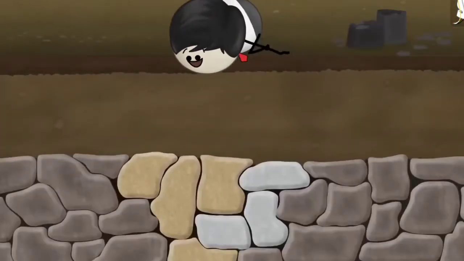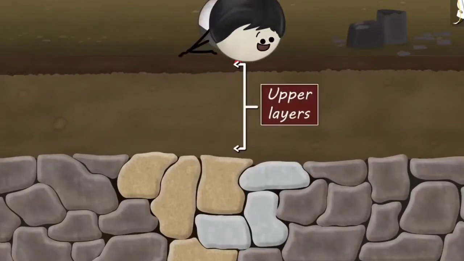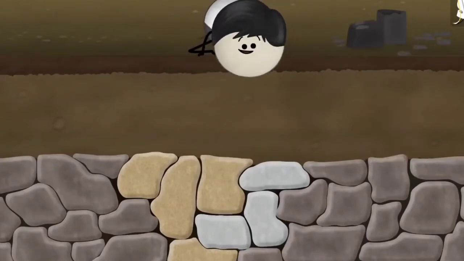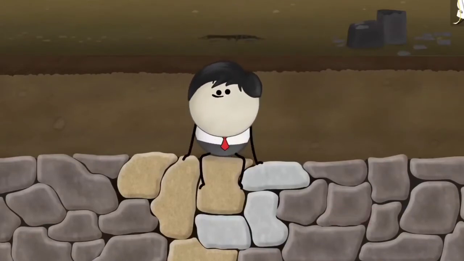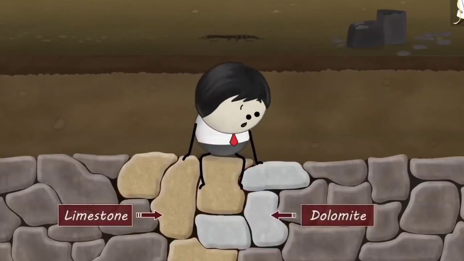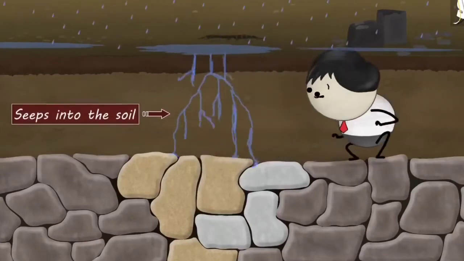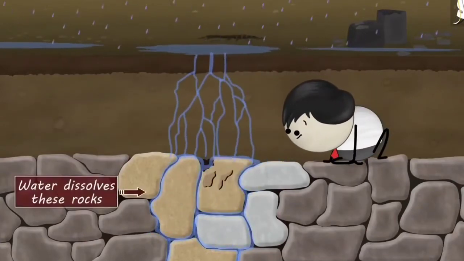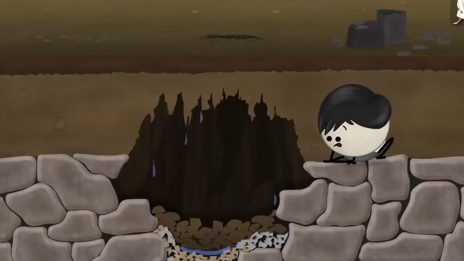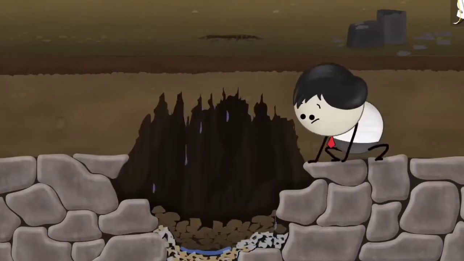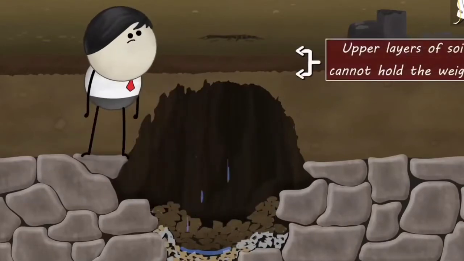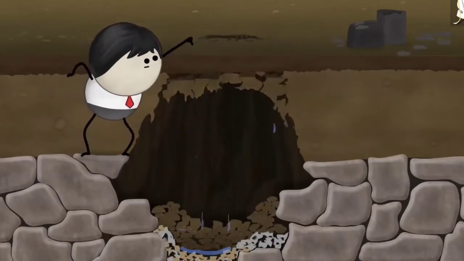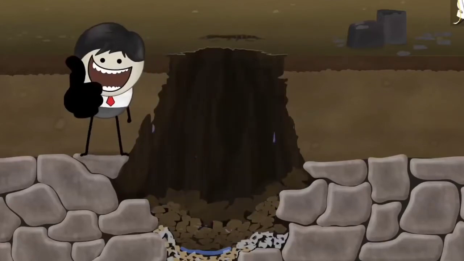Indeed. Now listen. The upper layers of the soil comprise of sand, clay, etc., while the bottommost layer, called bedrock, has rocks. Generally, sinkholes form in places where the bedrock layer has rocks made up of limestone or dolomite. When rain falls, it seeps into the soil, reaching the bedrock. Over time, the water dissolves these rocks and thus erodes them, forming hollow cavities. As these cavities get bigger, the ceiling of the cavity, that is, the upper layers of soil, cannot hold the weight. Hence, they collapse, forming sinkholes.